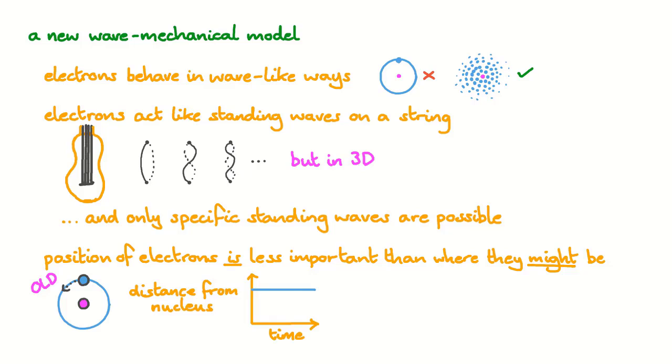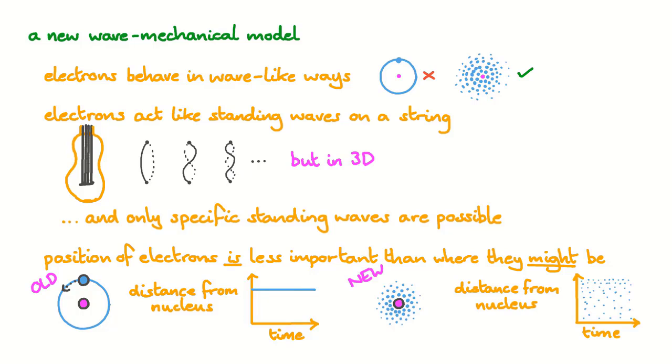So while in the old description the distance of an electron from the nucleus remained constant, the wave mechanical model described electrons as having a range of possible positions. At any point in time, they may be closer to the nucleus or they may be further away. What's more important from a mathematical point of view is the distribution and its average.